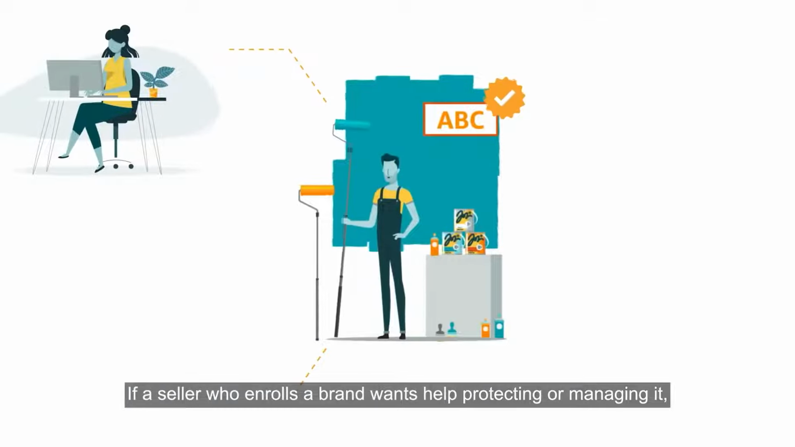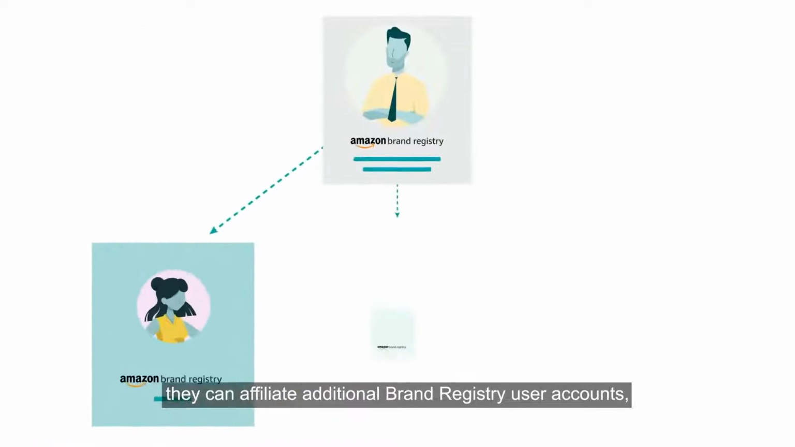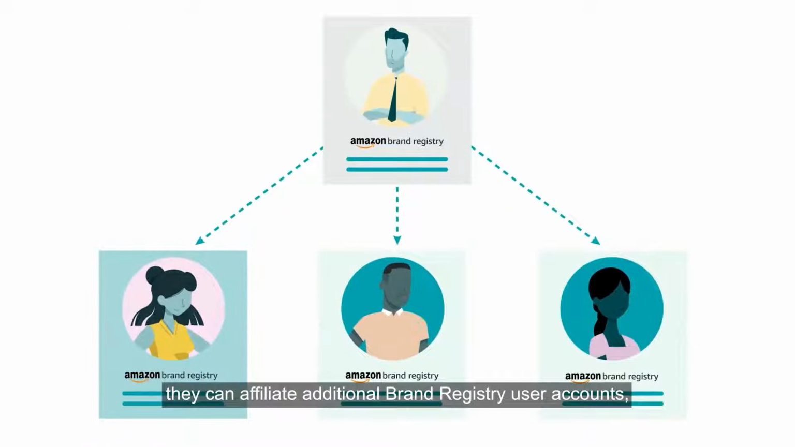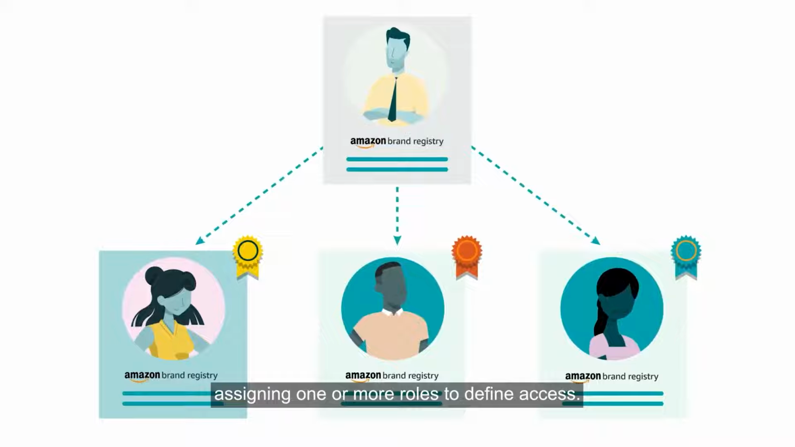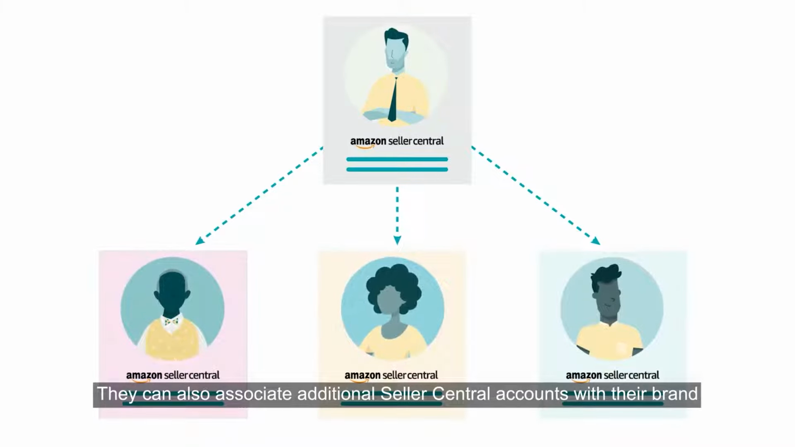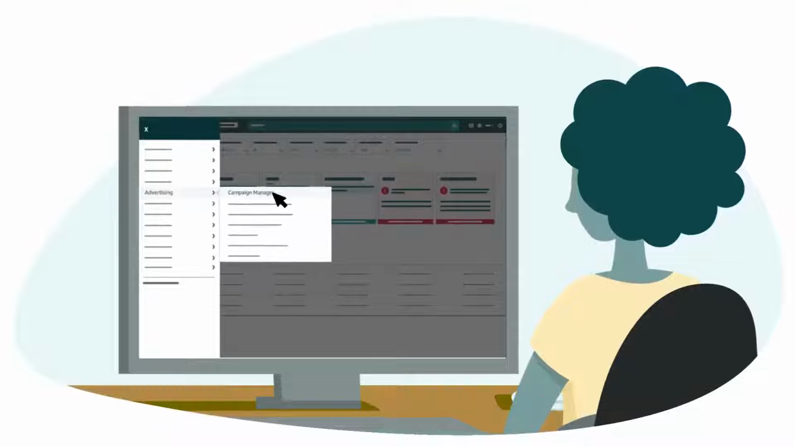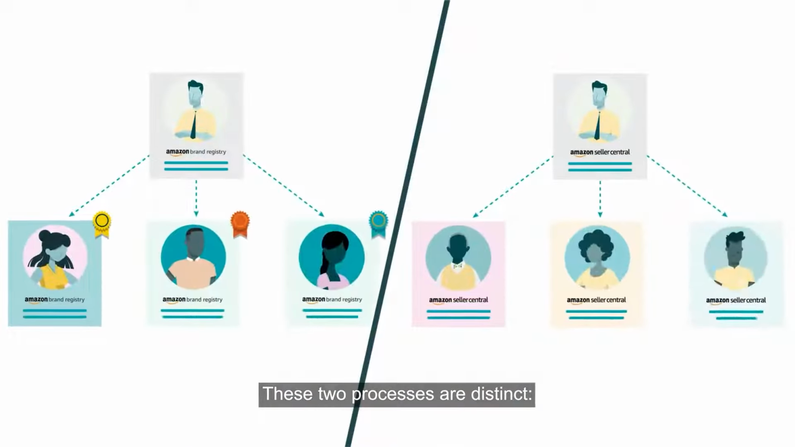If a seller who enrolls a brand wants help protecting or managing it, they can affiliate additional brand registry user accounts, assigning one or more roles to define access. They can also associate additional Seller Central accounts with their brand to provide them with listing privileges and access to selling benefits. These two processes are distinct.